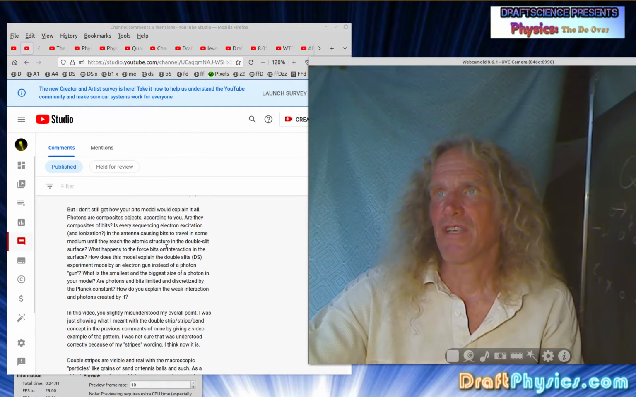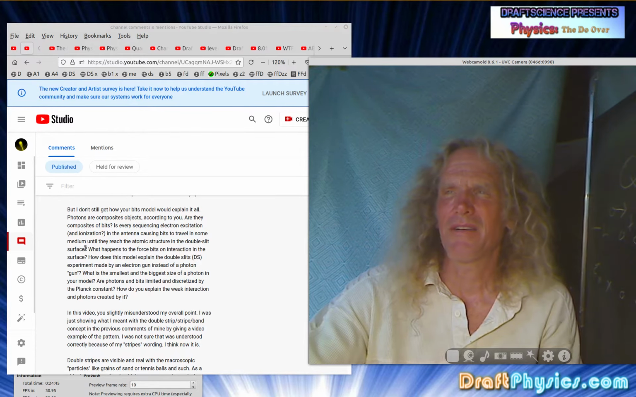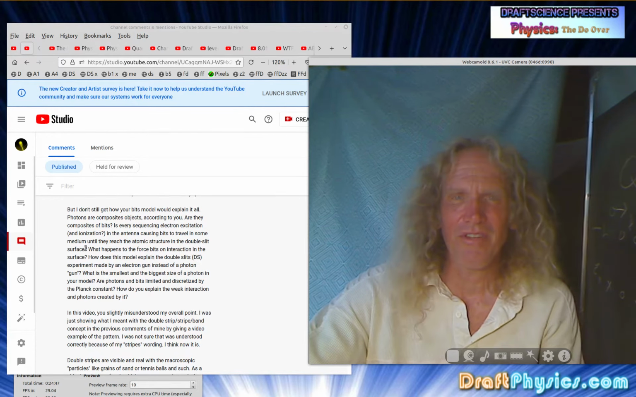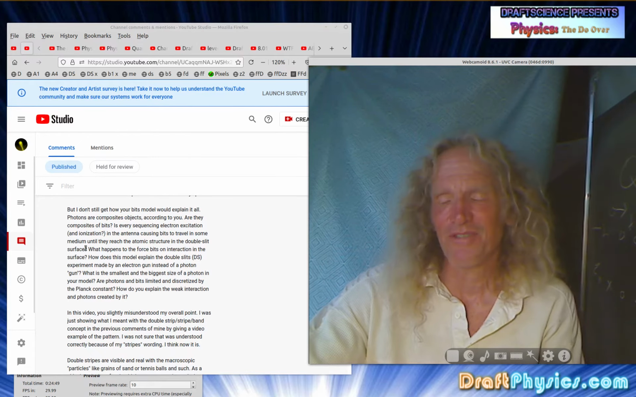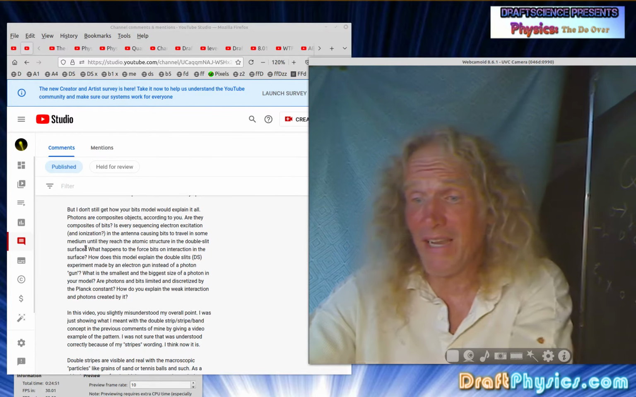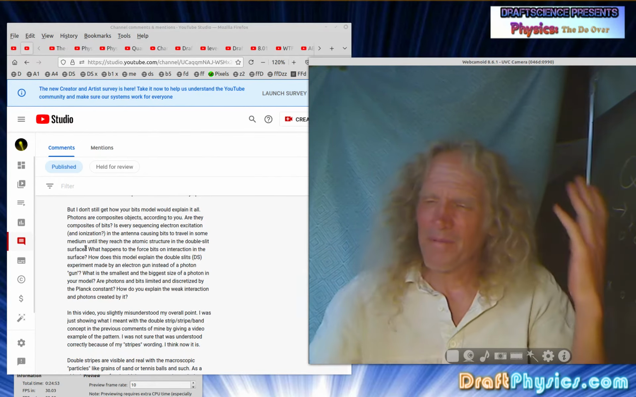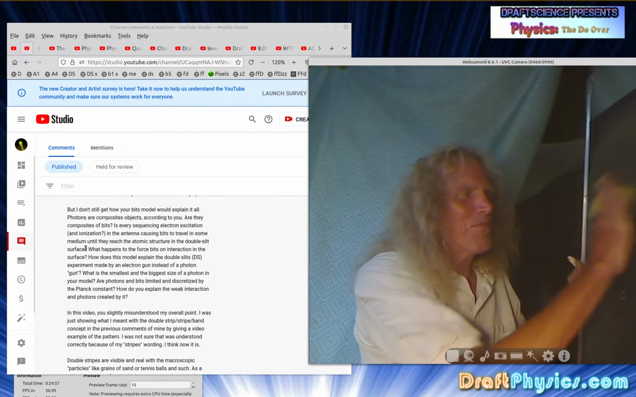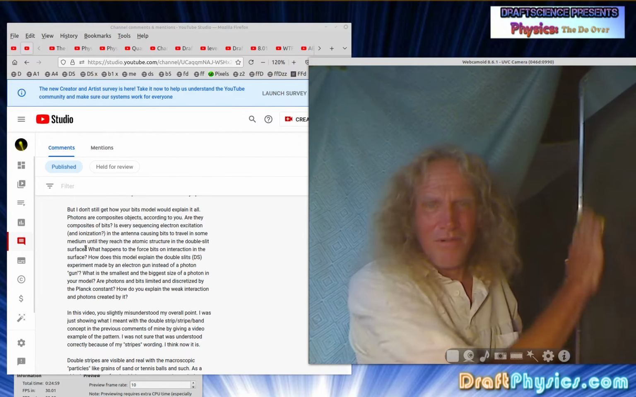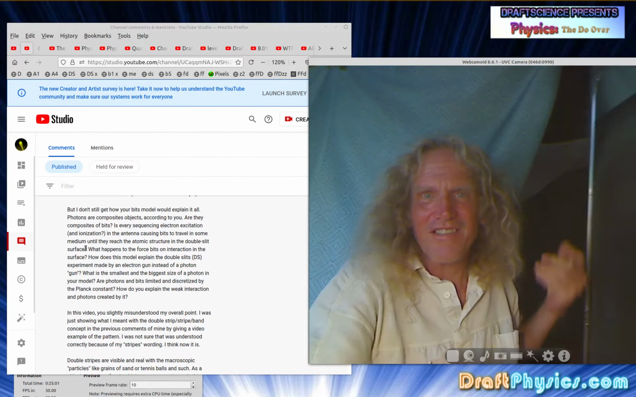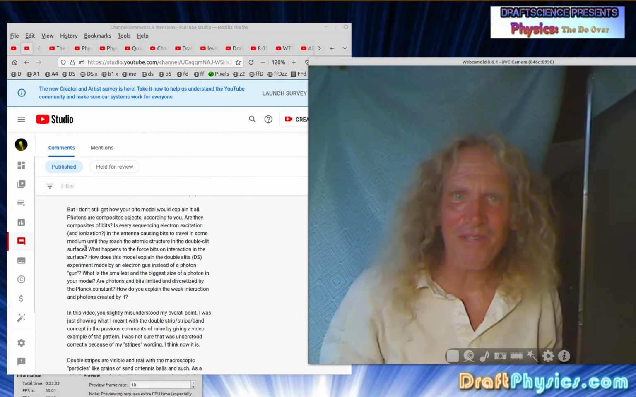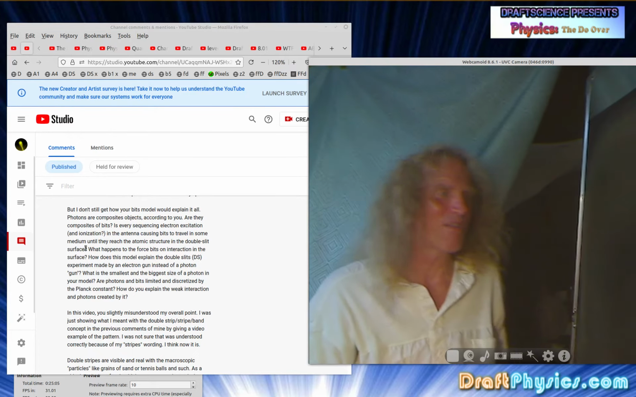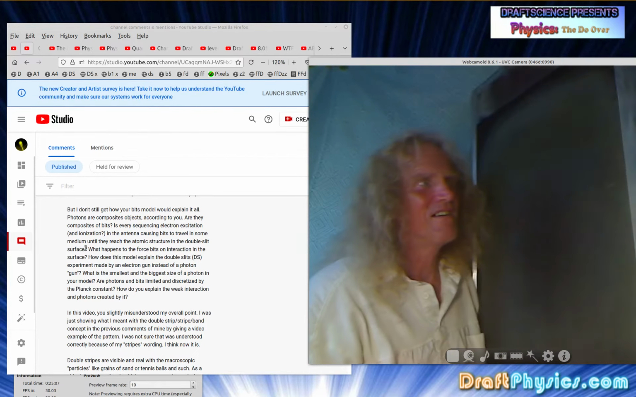Until they reach the atomic structure in the double slit surface. So again, I made it clear, they're not reaching some atomic structure. They're hitting electrons. Electrons scatter photons. That is, they break them. There's nobody here. You're really all too stupid. You people can't do physics. This isn't that complicated.